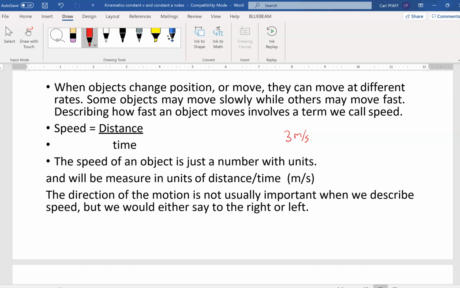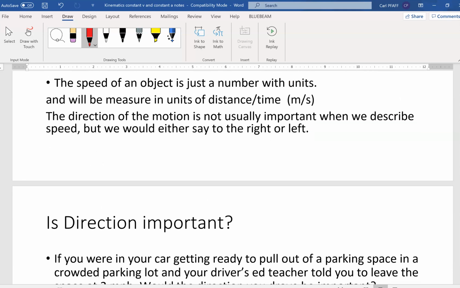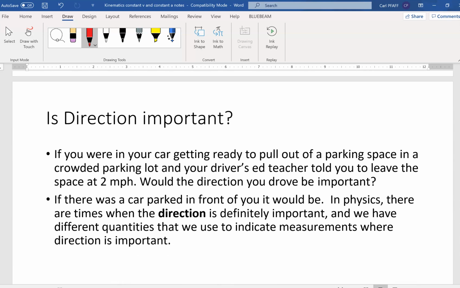When we're talking about the speed of an object, generally direction is not going to be important, but we would usually talk about the object moving to the right or the left. Sometimes, however, the direction an object is moving is important. If you think about getting in your car, ready to pull out of a parking lot, it doesn't matter which way you go when you push the gas? It does. If there's kids behind you walking to their cars, you don't want to hit them. If there's a car parked in front of you, you don't want to hit that. So direction is sometimes important.